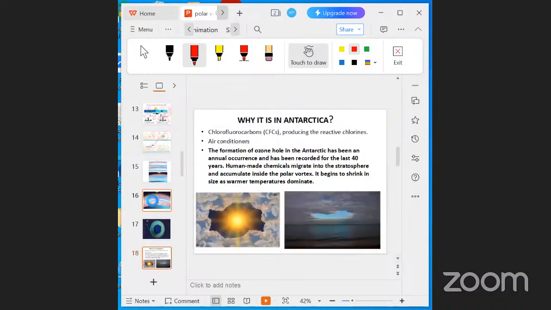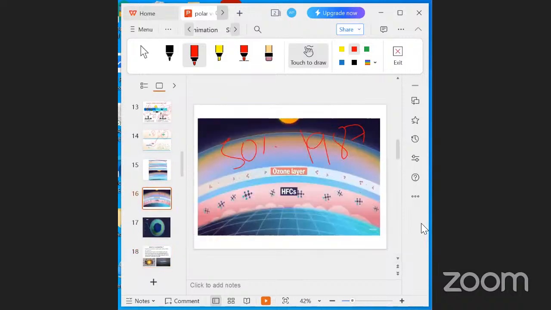So after the chlorofluorocarbons ban, we began using hydrofluorocarbons. These hydrofluorocarbons do not deplete the ozone layer, but they are a potent greenhouse gas that contribute to which one? Climate change, right?